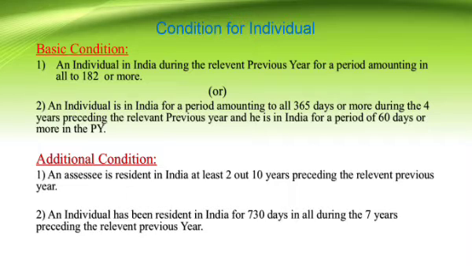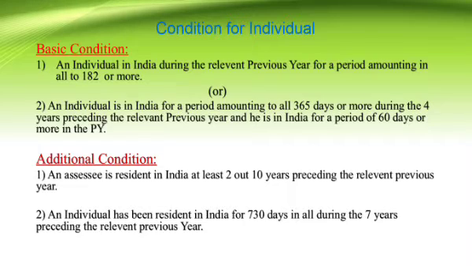Then the second basic condition: an individual is in India for a period amounting to 365 days or more during the 4 years preceding the relevant previous year, and he is in India for a period of 60 days or more in the previous year. This is the second basic condition.